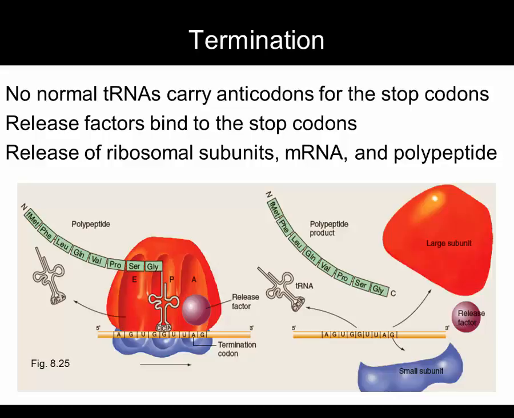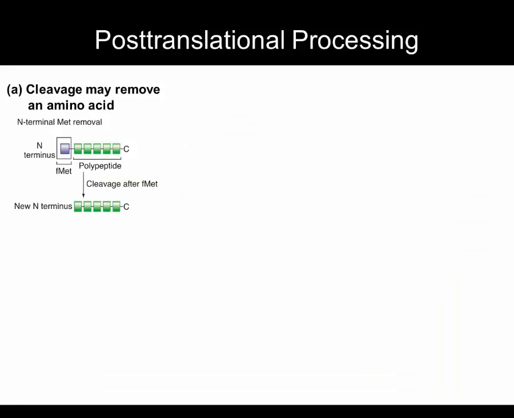Translation is another process that can be easier to understand seeing it in motion, so I've posted an animation to the lessons page. Translation is not necessarily the last step in creating functional proteins. Many require various types of post-translational modifications. Both prokaryotic and eukaryotic proteins can require this, though eukaryotic modifications can be more elaborate.